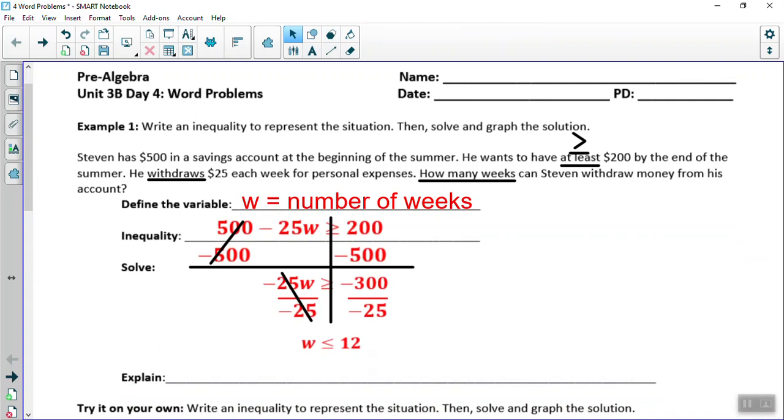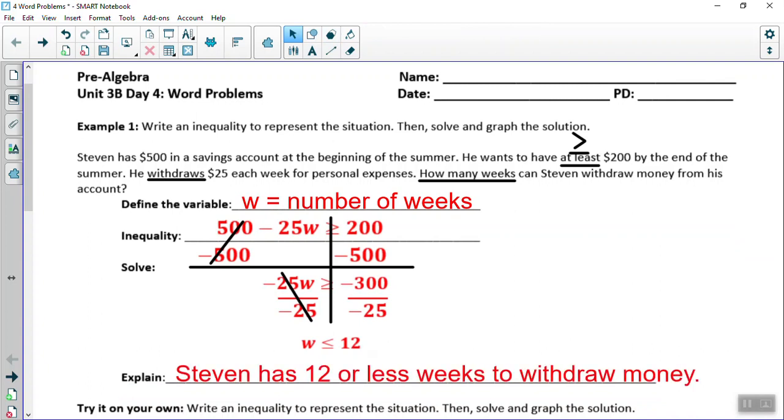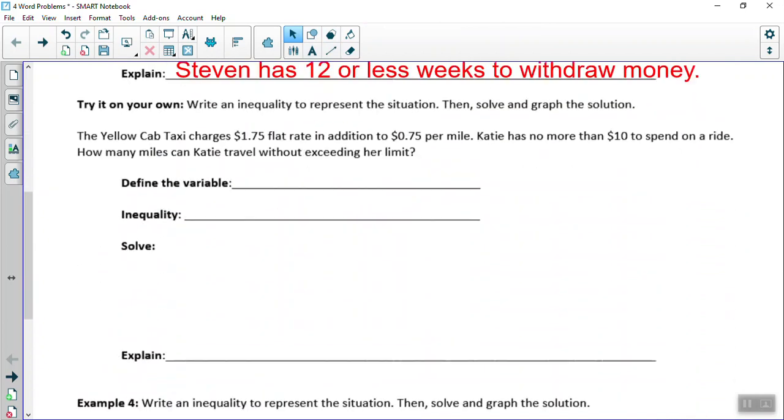So I like to use the words that they've given us depending on the situation. All right. So Stephen has 12 or less weeks to withdraw money. So the number of weeks has to be less than or equal to 12. He has 12 or less weeks to withdraw that money. All right, I want you to come down here and try this one on your own. Go ahead and pause the video now.